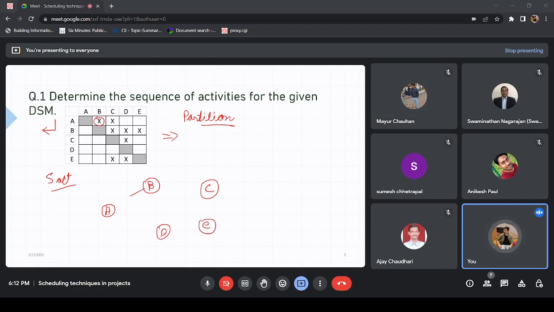B gives information to A, then we have got C gives information to A, C gives information to B, and C gives information to E. D gives information to B, D gives information to C, and D gives information to E, and E gives information to B. It kind of looks like a lot of relationships, lot of activities following each other.